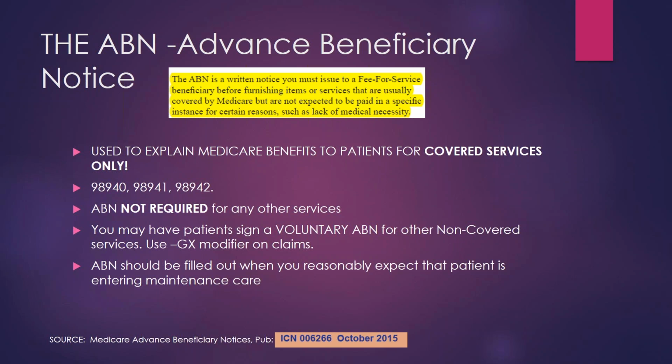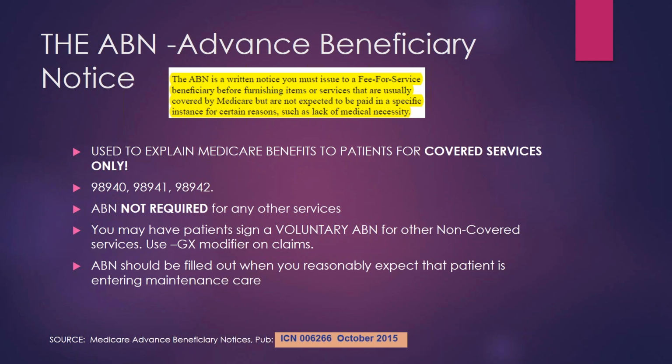You actually should have two ABN forms: a mandatory ABN for the spinal manipulations, because those are the only services that Medicare covers, and then a voluntary ABN, which is a notice of non-coverage for everything else. You don't have to do an ABN for the non-covered services, but it is a very good way to explain to a Medicare patient why Medicare is not covering that therapy or that exam or that x-ray. And that's called a voluntary ABN.